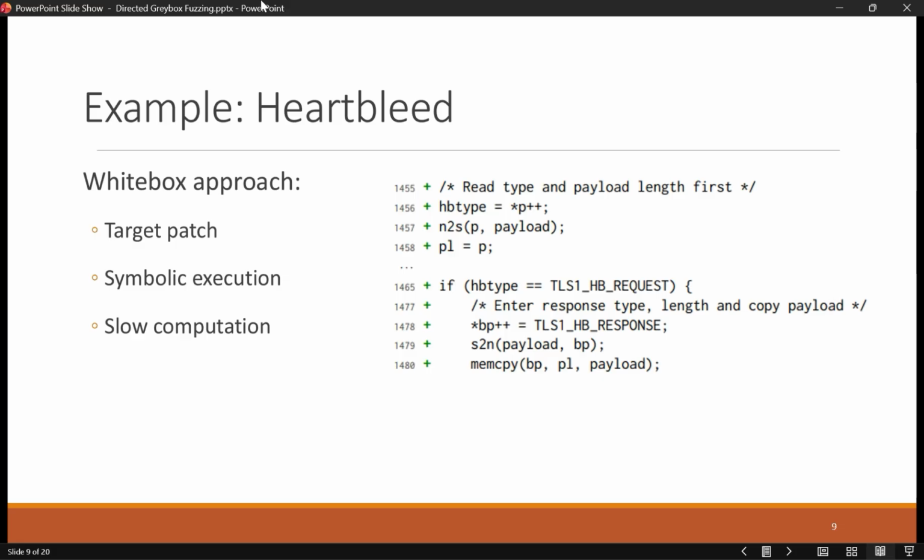Looking at a white box approach, you could target the patch, so you could set the white box fuzzer to try and get to this point in the code, and you would go through with symbolic execution and try to solve for the correct input that would bring you to this point in the code. But as you can imagine, you can see this is line 1400. This would take an incredibly long amount of time in order to get to this point.